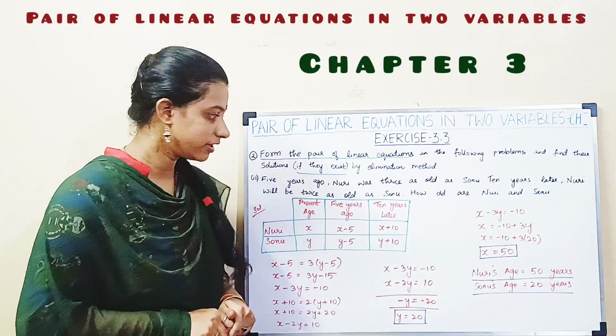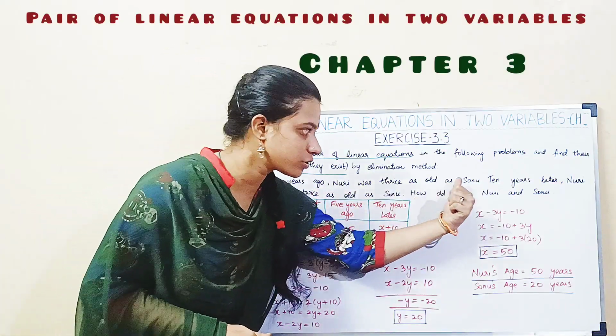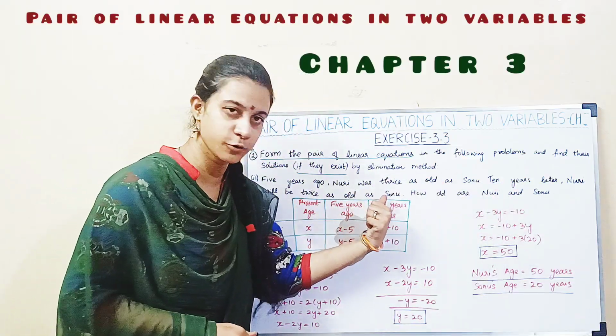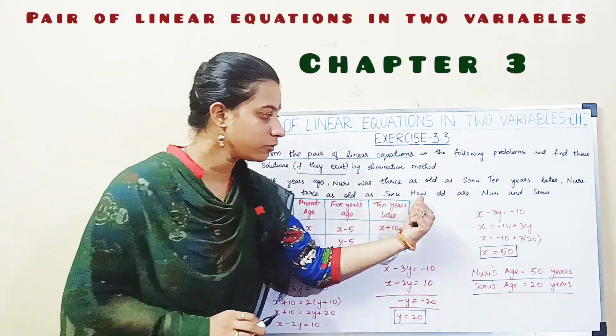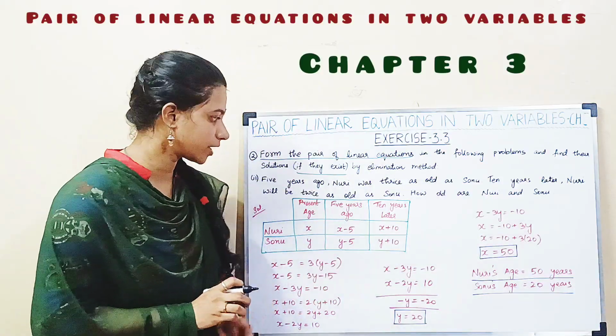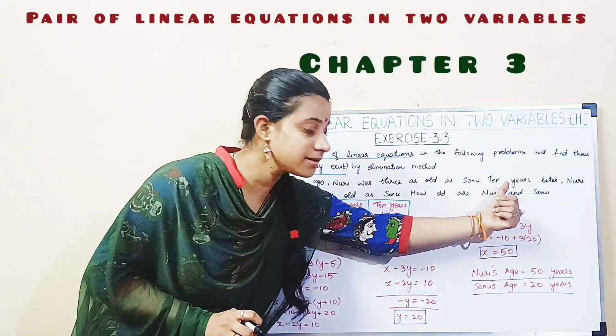The second subdivision reads that 5 years ago, Nuri was thrice as old as Sonu. 10 years later, Nuri will be twice as old as Sonu. How old are Nuri and Sonu? So here we are going to calculate the ages of Nuri and Sonu, and we are given two conditions. One is related to 5 years ago and another is related to 10 years later.